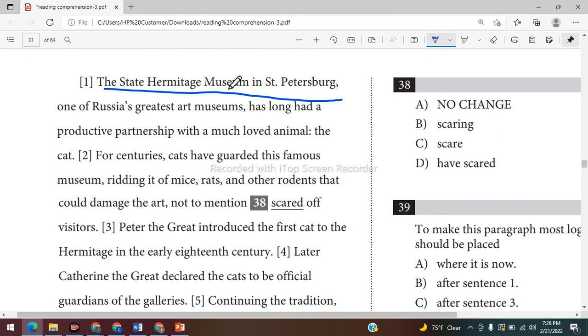In St. Petersburg. It's in Russia, right? Anyone ever been to Russia? No. Heard it's cold there. Heard it's cool? Okay. Yeah, I heard it's cool too. When I say cool, I mean like people are cold.